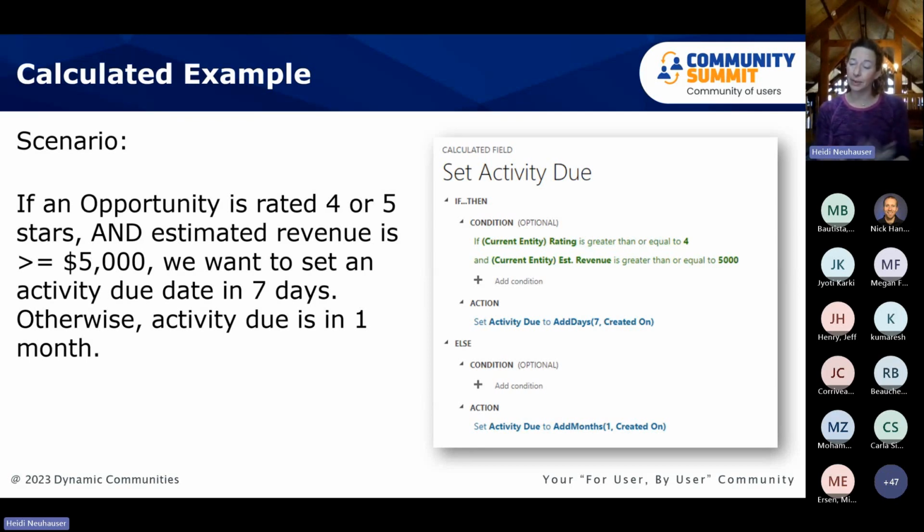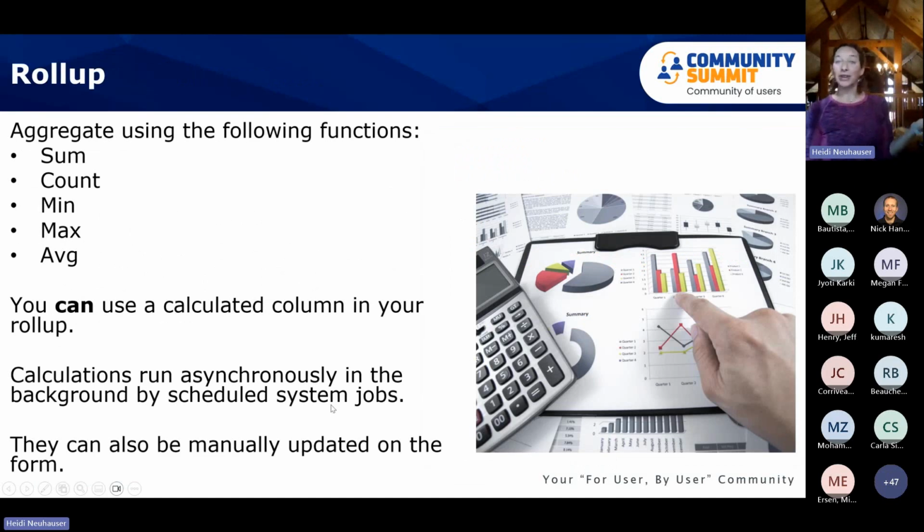So scenario here, the business scenario: if an opportunity has been rated 4 or 5 stars and estimated revenue is greater than or equal to $5,000, I would like an activity due in 7 days. Otherwise, I want the activity due to be in 1 month. So this is what it looks like when you create it. Pretty cool, right? And it's all out-of-the-box configuration that you can do with nothing other than System Administrator or System Customizer security roles.